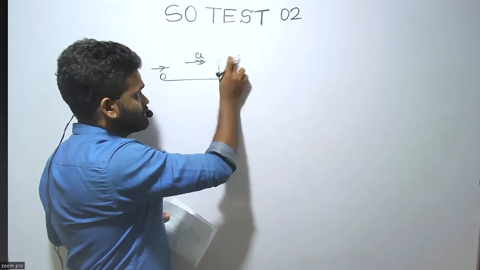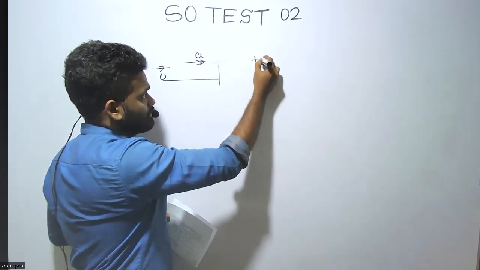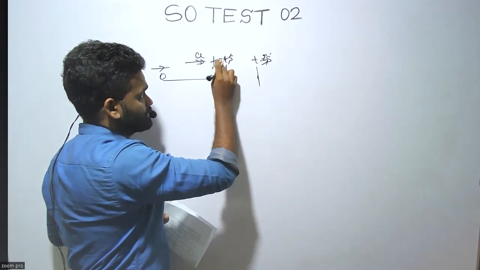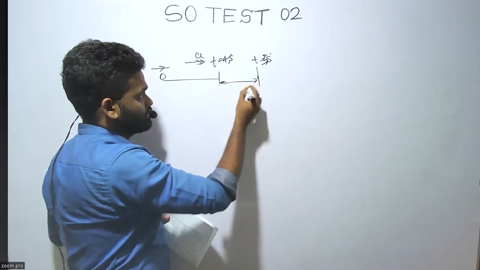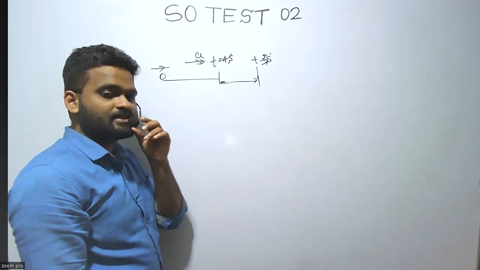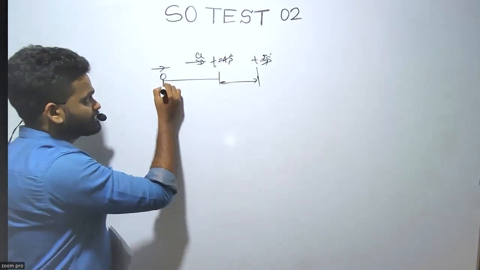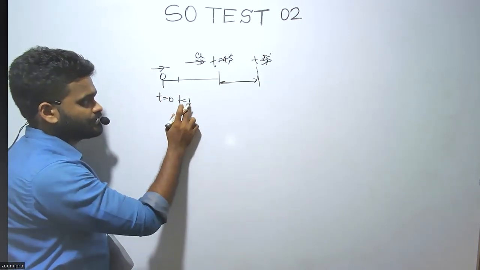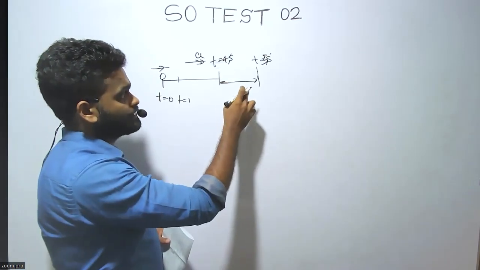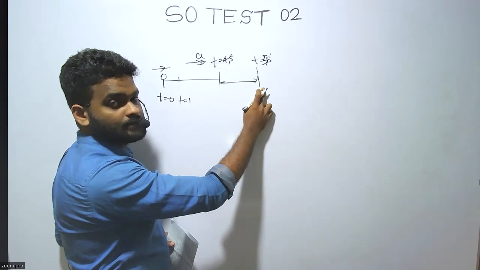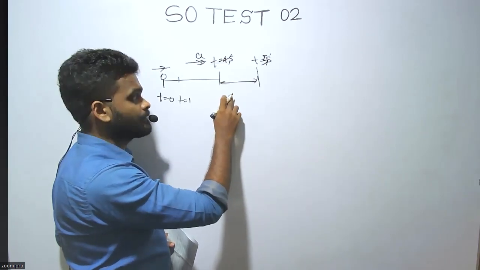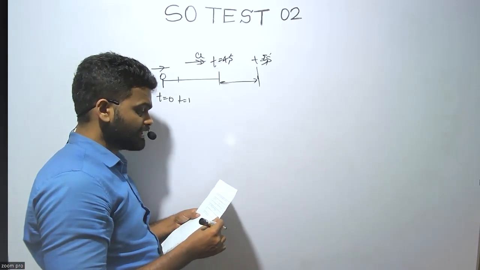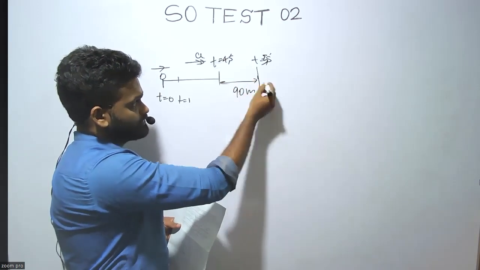5th second means that one. What is the 1st second? The 1st second means t equals 0 to t equals 1. The 2nd second means t equals 1 to t equals 2. So the 5th second should be t equals 4 to t equals 5, just one before that, right? That is what within means. So within that, they say it moves a distance of 90 meters.